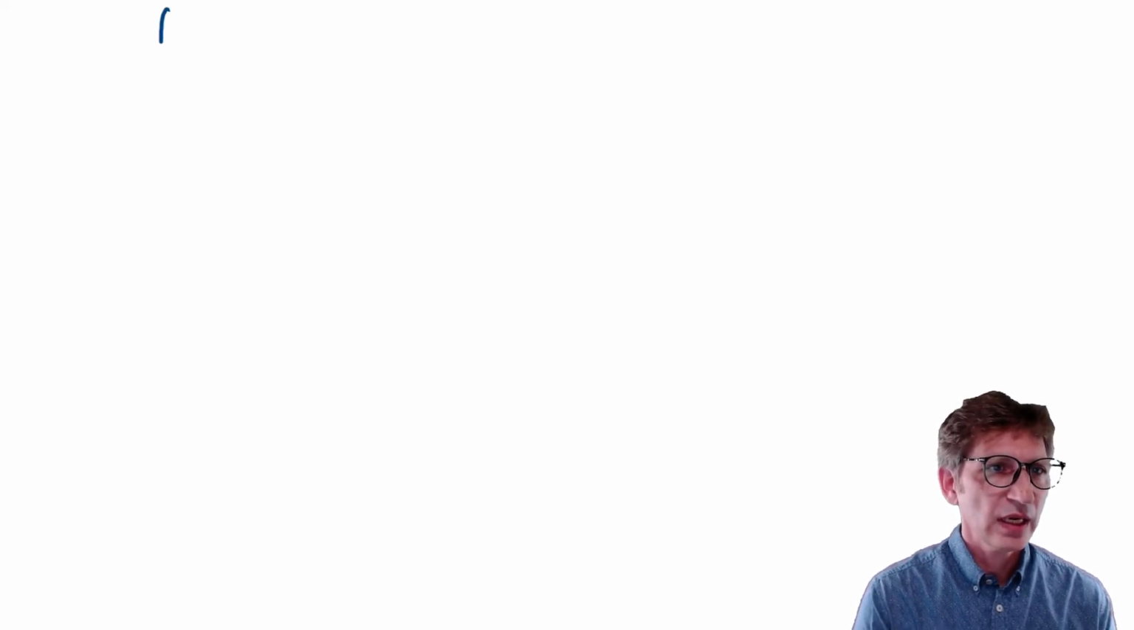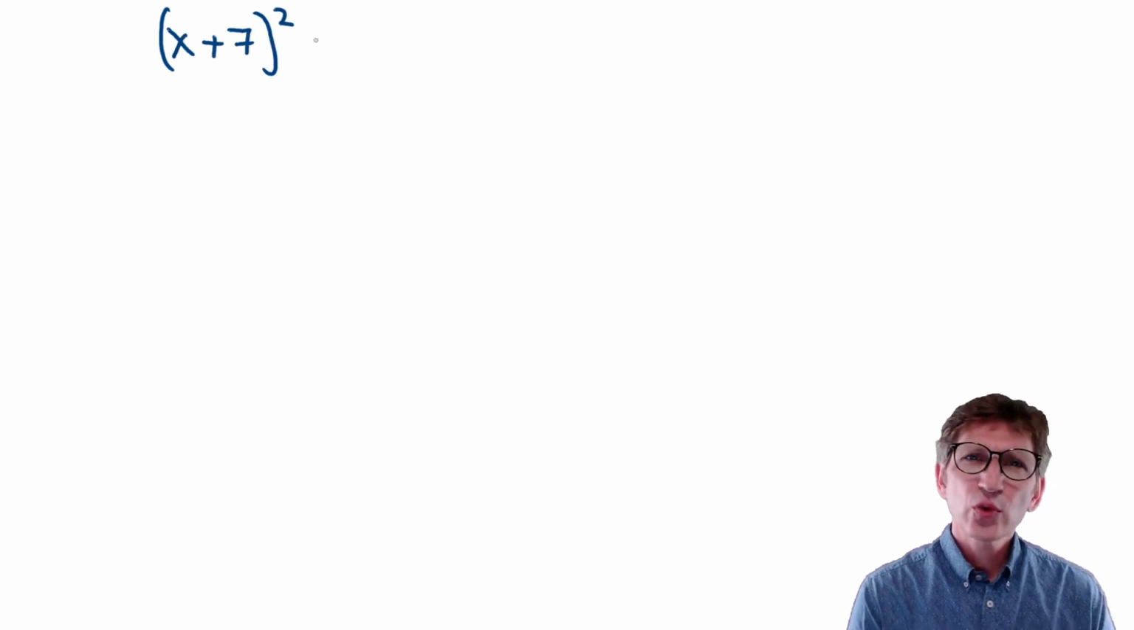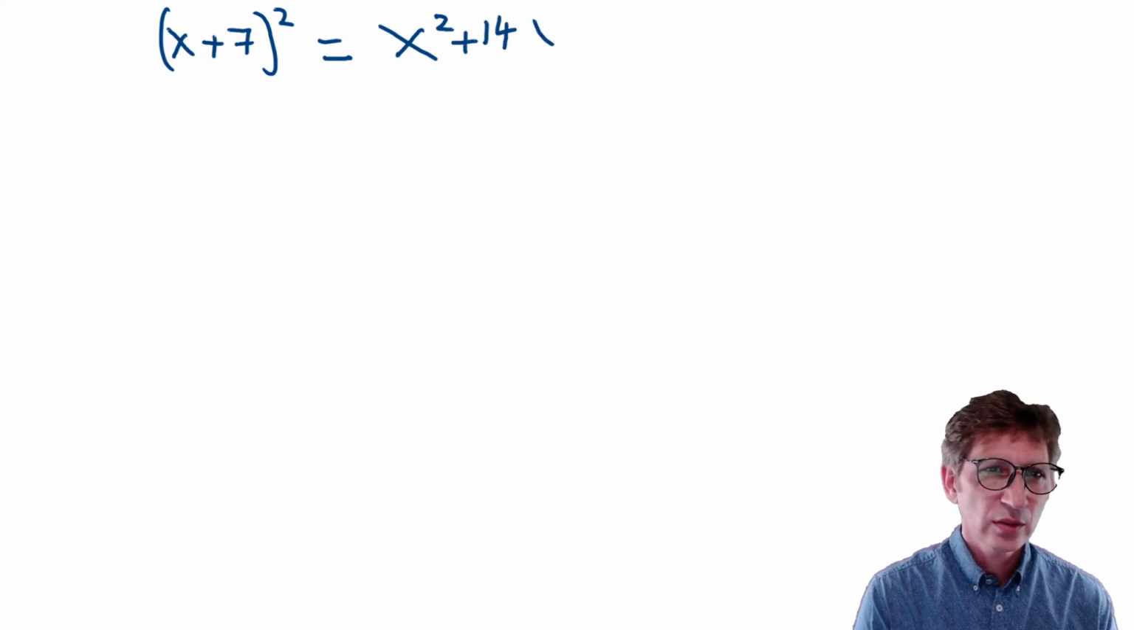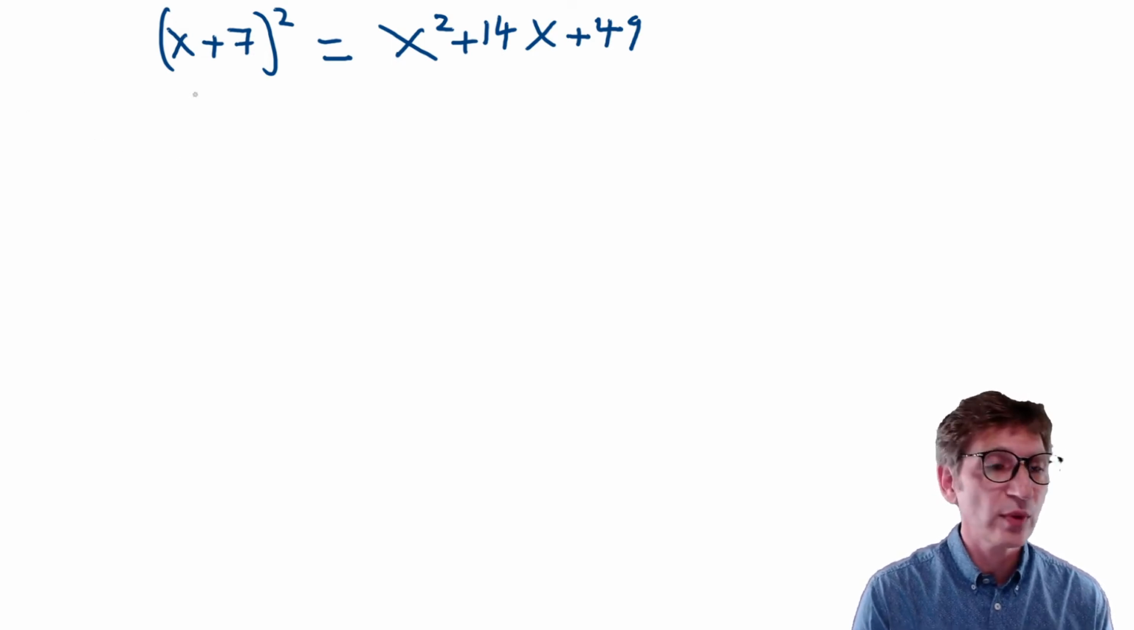Let's see, x plus 7 quantity squared. Square the first term, double the product of the two terms, square the last term. Square the first term, x squared. Double the product of the two terms. The product of x and 7 is 7x. Double it, plus 14x. Square the last term. 7 squared, that's 49. Oh, this is super cool. This is so much faster.